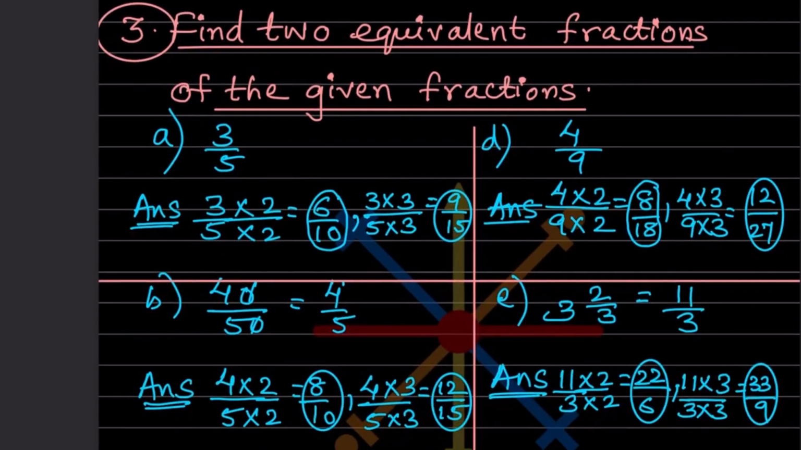So now find two equivalent fractions of the given fractions. Now equivalent fractions, this we have done. So what you have to do, the easiest way is, first you will multiply by 2, both the numerator as well as the denominator. This is the number given. So that is 6 by 10. Then again what will you do? You will multiply by 3, the numerator and the denominator with the same number. So 3 by 5 is given. So 3 3s are 9, and this is 15.